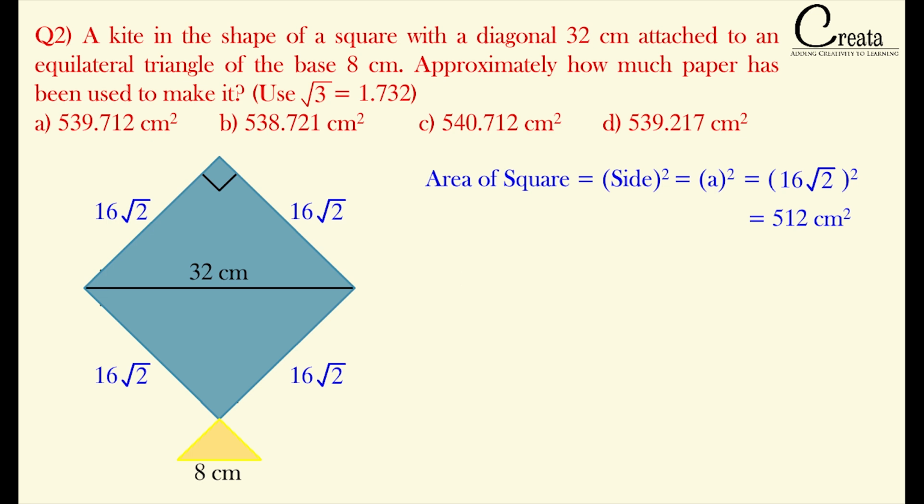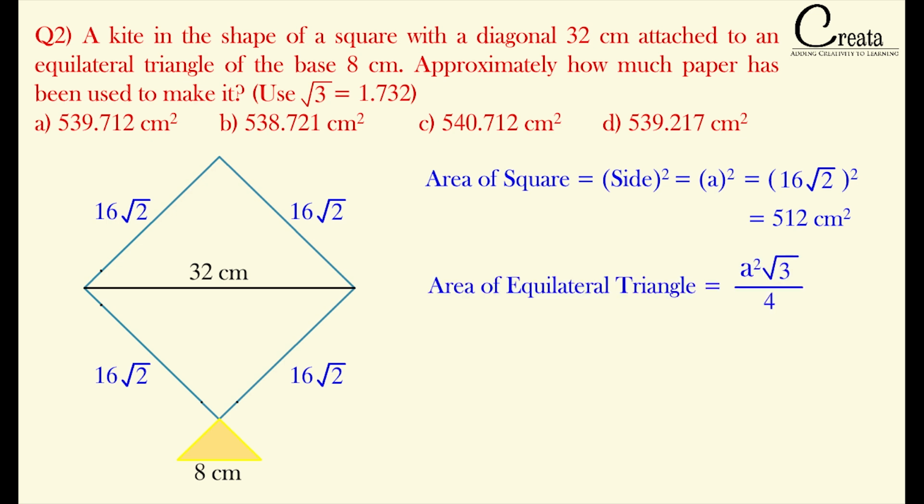Further, let's calculate the area of this equilateral triangle. We know the formula of the area of the equilateral triangle as root 3 by 4 a square. This is the formula of the area of the equilateral triangle. Here a is the side of the triangle. We know the side of this equilateral triangle as 8 centimeter. Let's put the value, and also we know root 3 is equal to 1.732. Let's solve it. We got the area of this triangle as 27.712 centimeter square. So this is the area of the equilateral triangle.